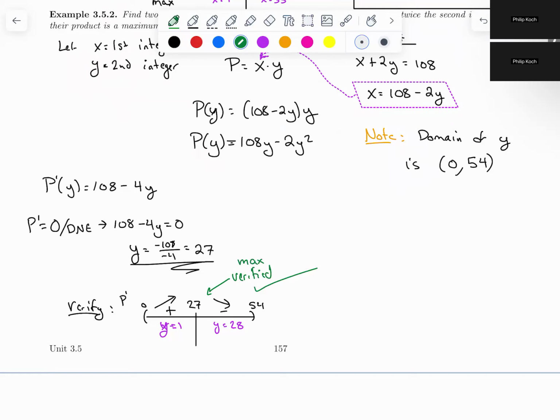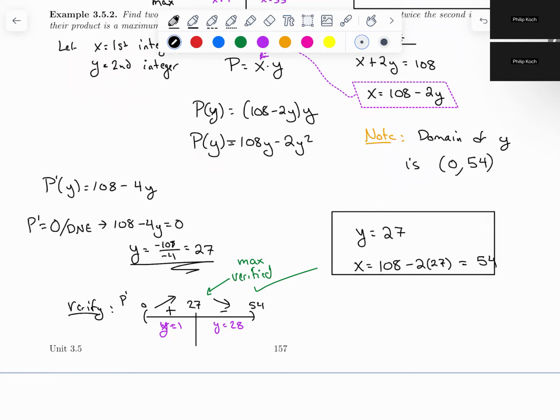So your y value is 27, but it's saying you want to find both integers. That's not too terrible to figure out because we have a formula relating x and y. So we just plug it into the formula: 108 minus 2 times 27, which equals 54. Any questions on that?